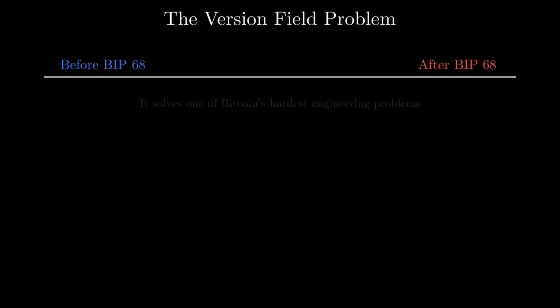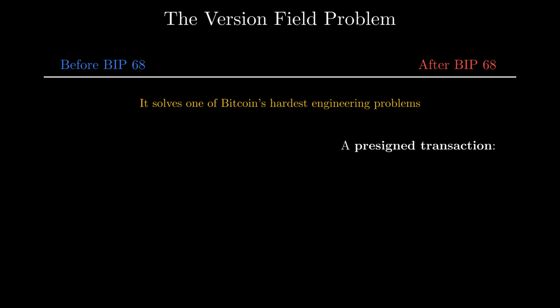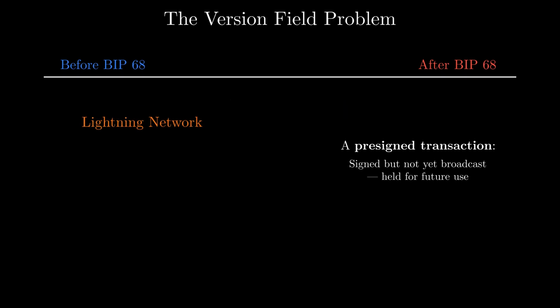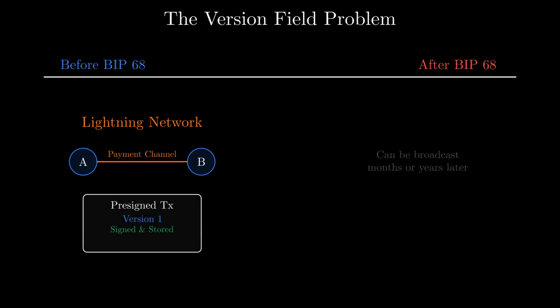That version field at the very start isn't just a label. It solves one of Bitcoin's hardest engineering problems. A pre-signed transaction is one that has been signed but not yet broadcast. It's held for future use. The Lightning Network depends on these. 2 parties open a payment channel and create pre-signed transactions that can be broadcast months or years later. Sometimes the signing keys get discarded after signing.